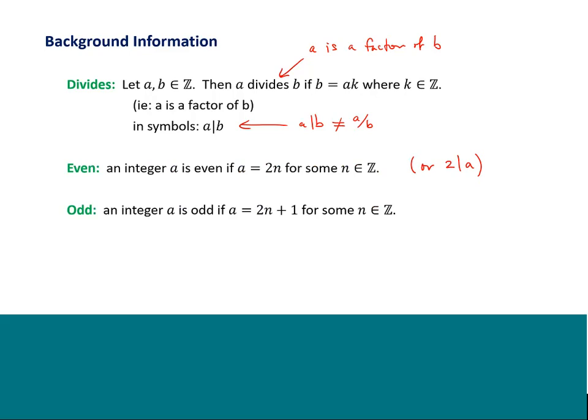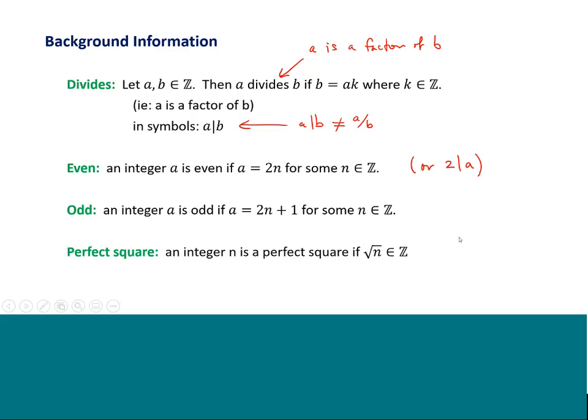The other definition that we need is an odd number. Again, we've talked about this one before. An odd number is an integer a where a equals 2n plus 1 for some integer n. You often see it with 2n plus or minus 1, but the official definition is with the plus 1 right there.